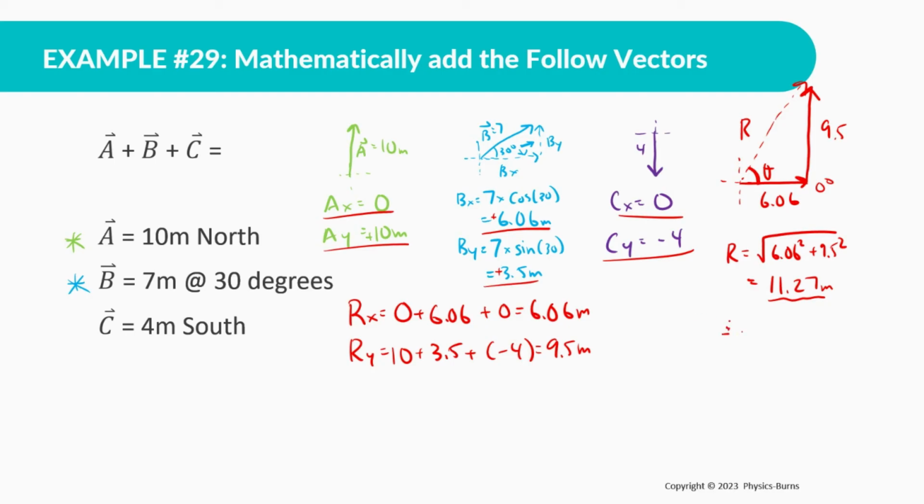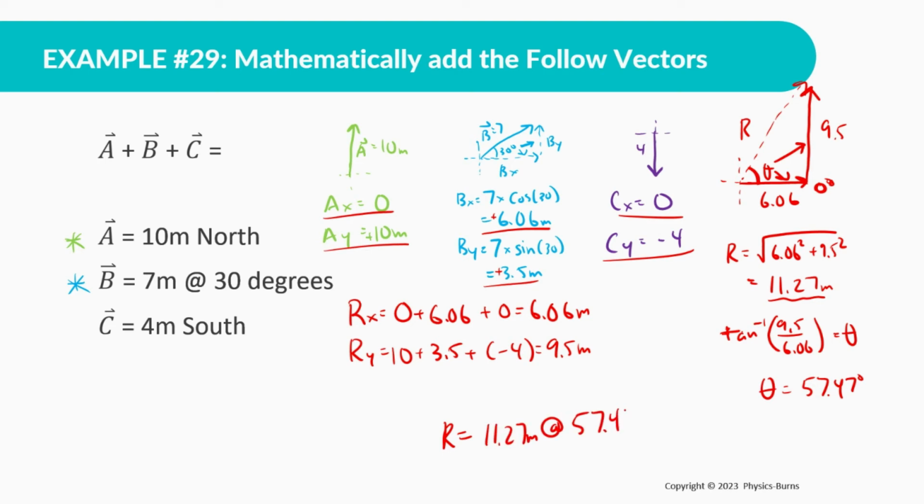So I'm personally going to be using tan to figure that out. TOA. So opposite, which is 9.5. Opposite of this angle is 9.5. And adjacent, which is 6.06. TOA. Opposite over adjacent, and this equals theta. So let's see. Inverse tan 9.5 divided by 6.06. And we get 57.47. And again, we don't have to add anything because this starts from that 0 degree mark. So I have the resultant vector is equal to 11.27 meters at 57.47 degrees.